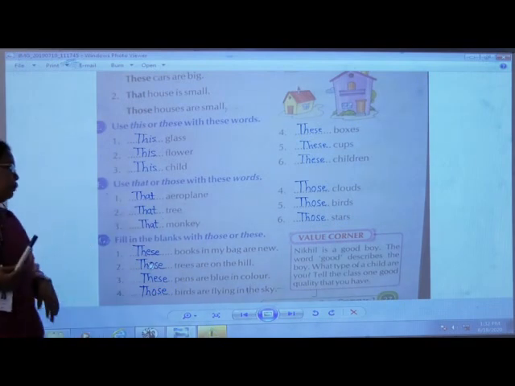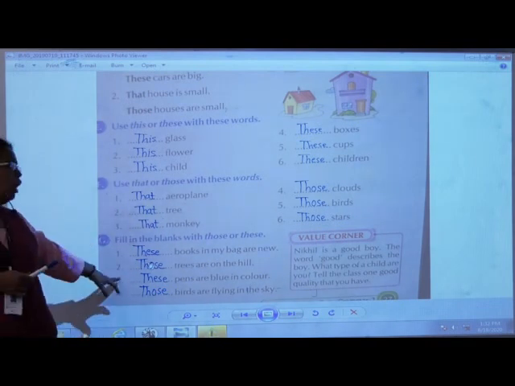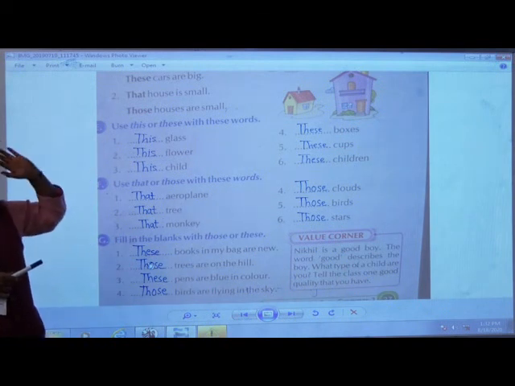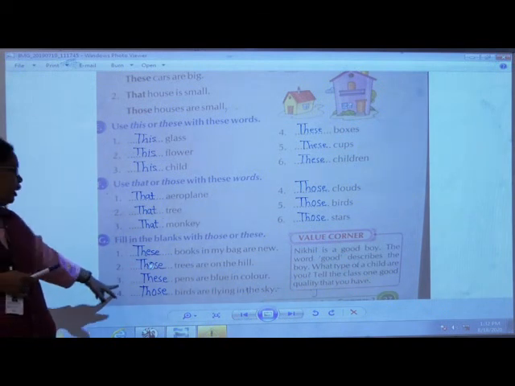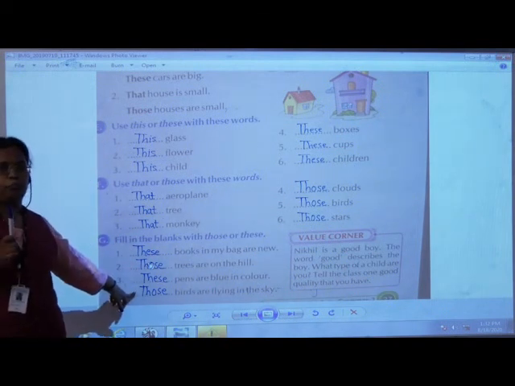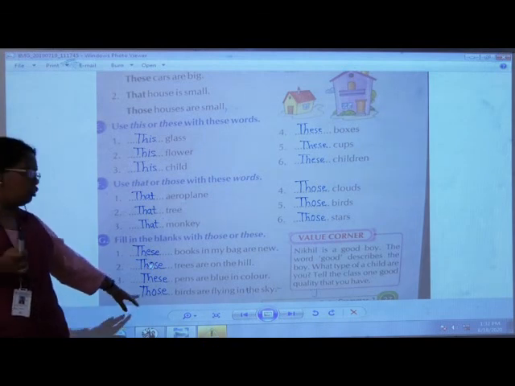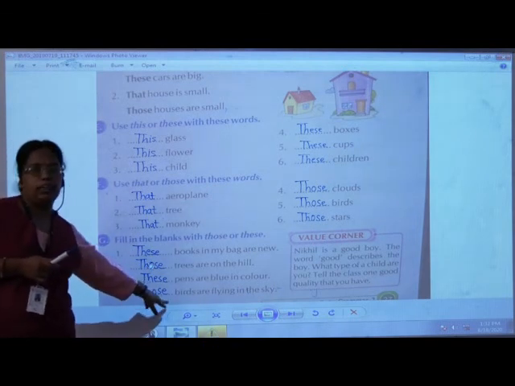Then those birds. Birds are flying in the sky. Birds, how are they? Very far. They are in the sky. And there is more than one. There are many birds. So we use those birds.